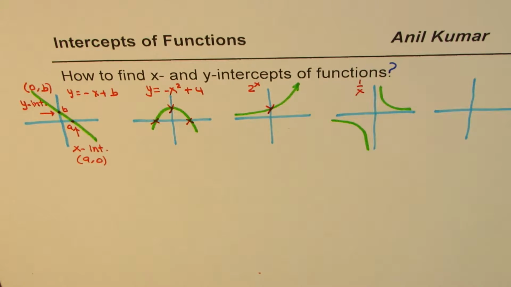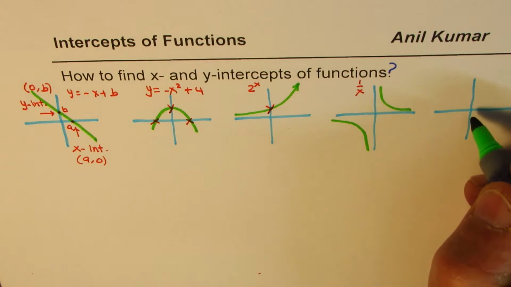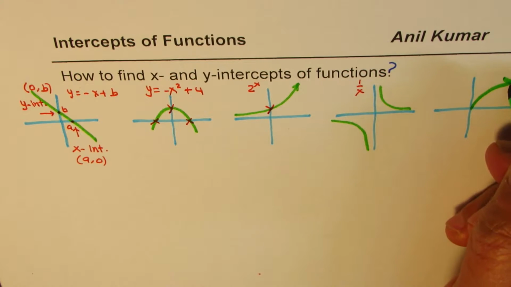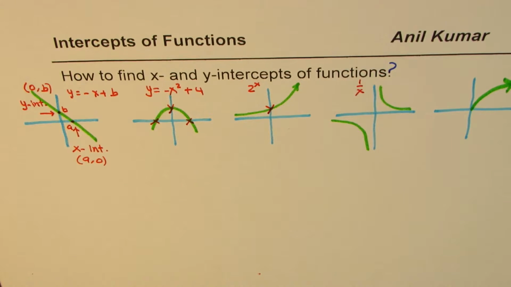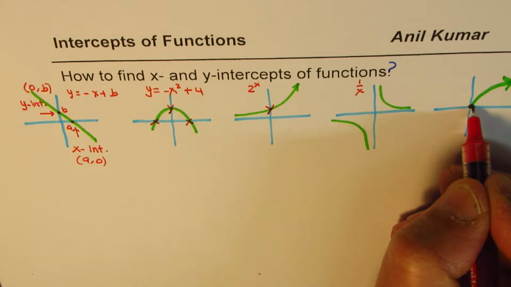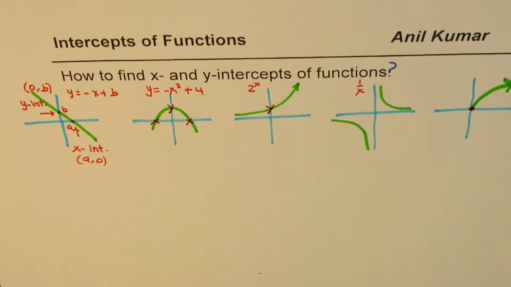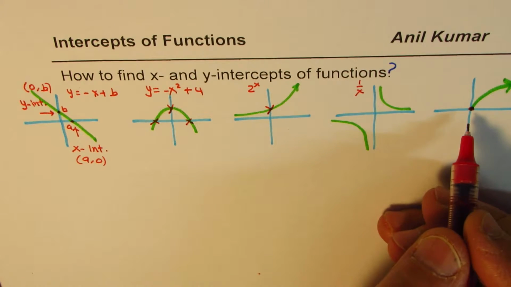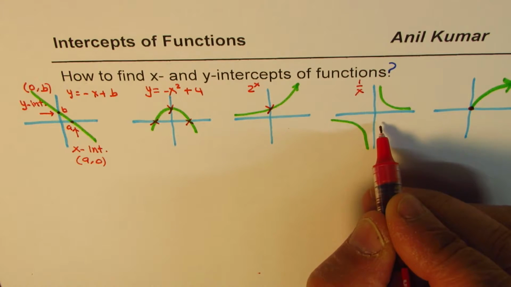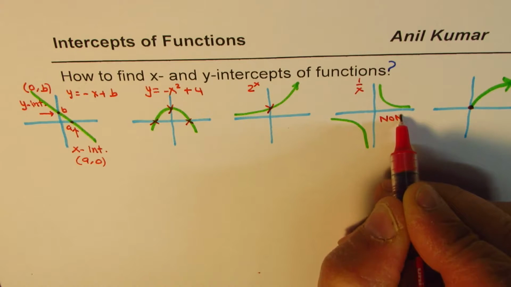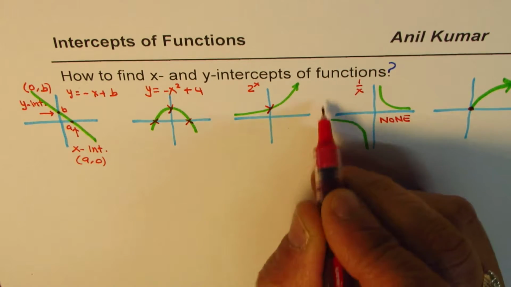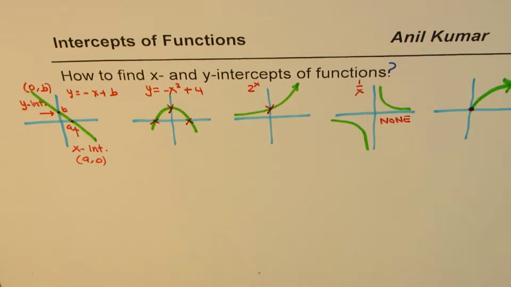Now we could have square root functions, which look kind of like this. In the square root function, as you normally see, the x and y-intercept is the origin. So these are some functions. You could easily read the intercepts from the graphs. Here we have none. So no x and y intercepts, both are asymptotes. Do you see that?